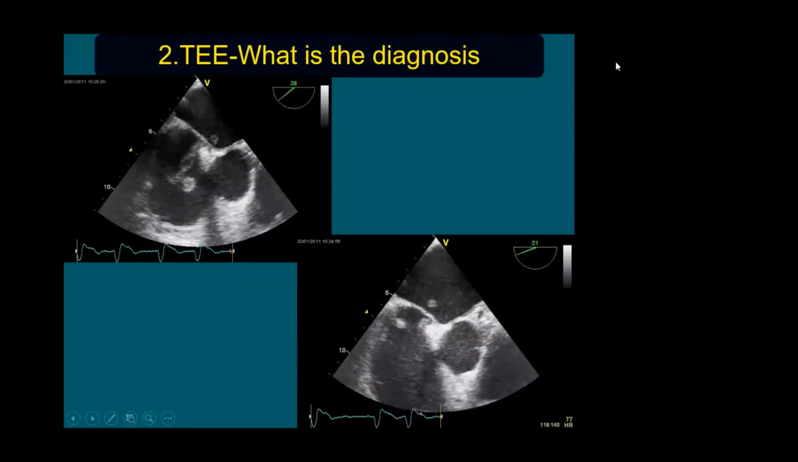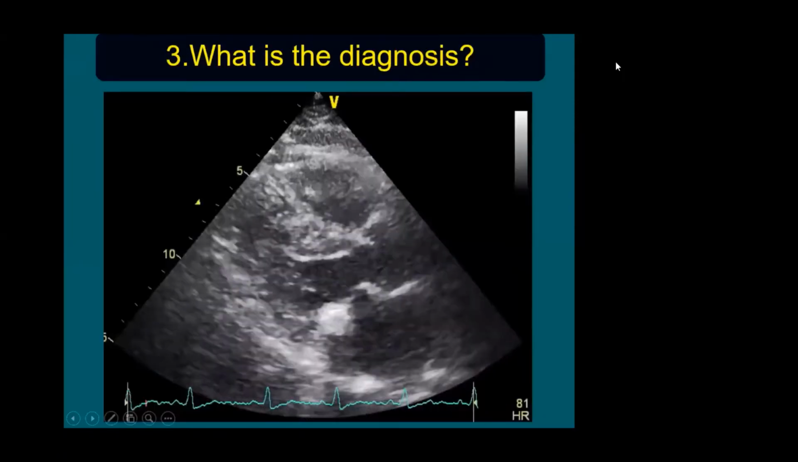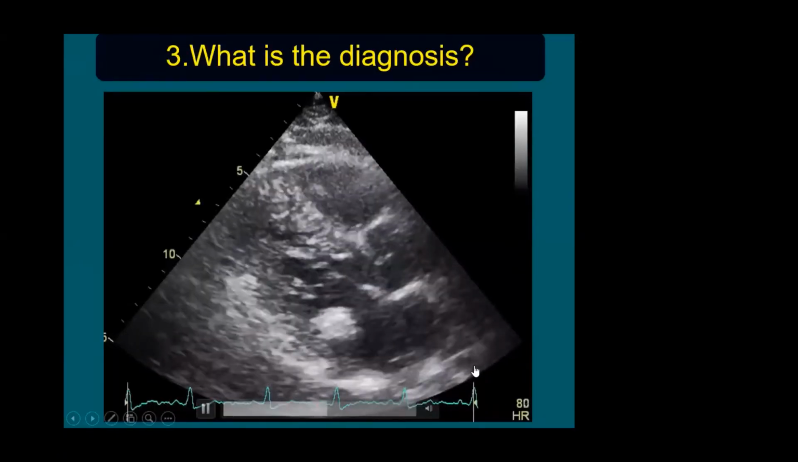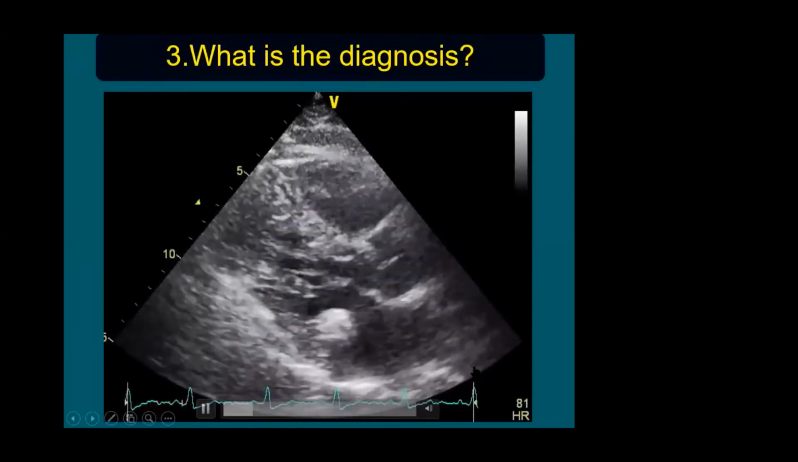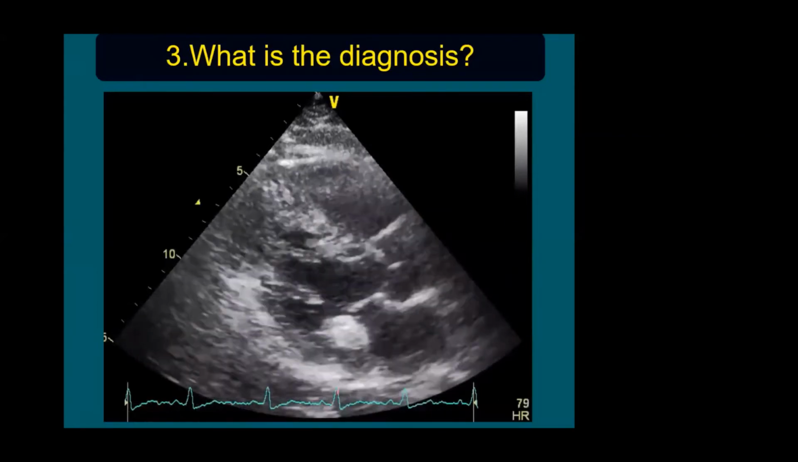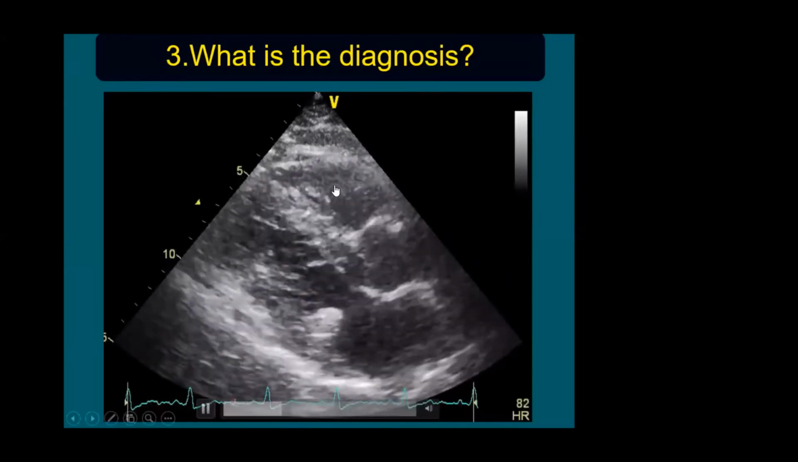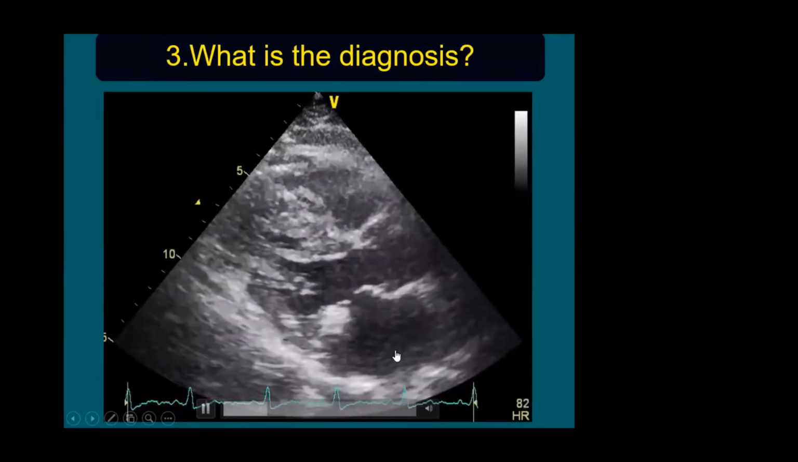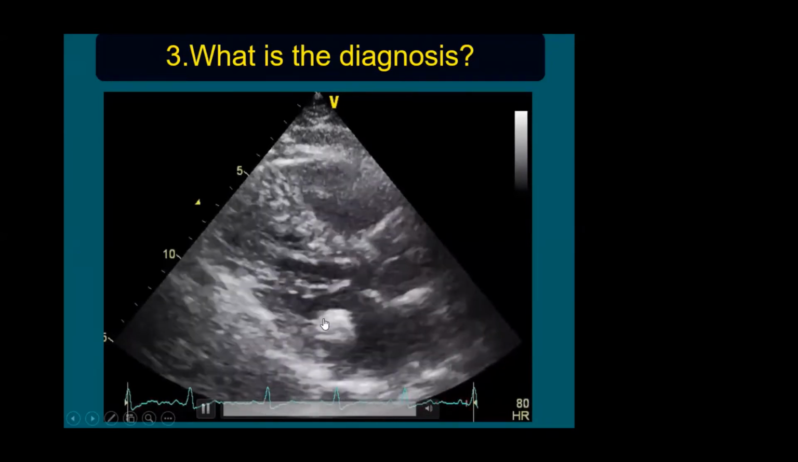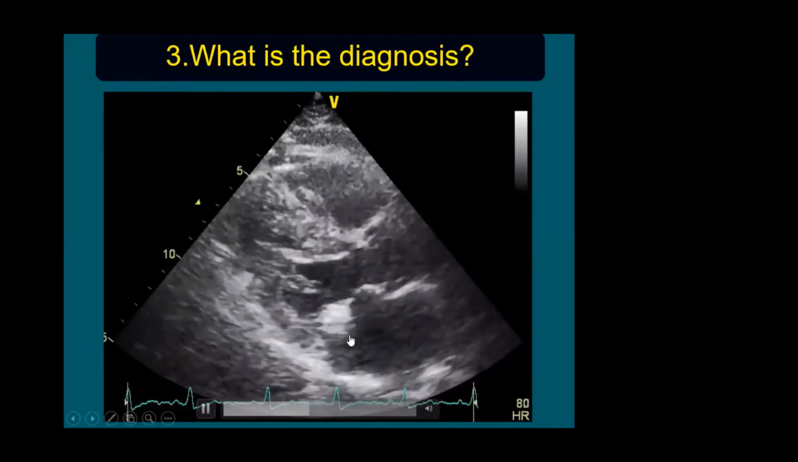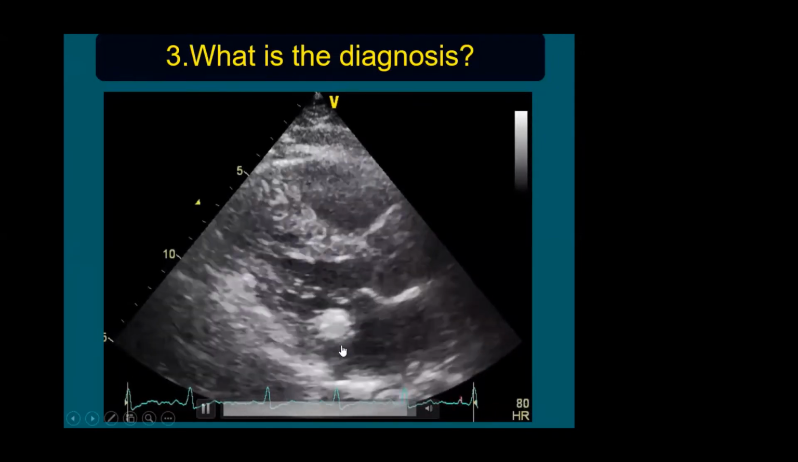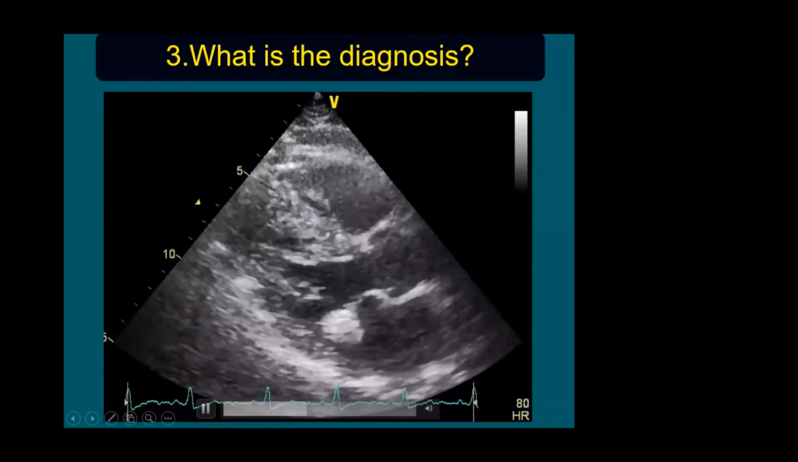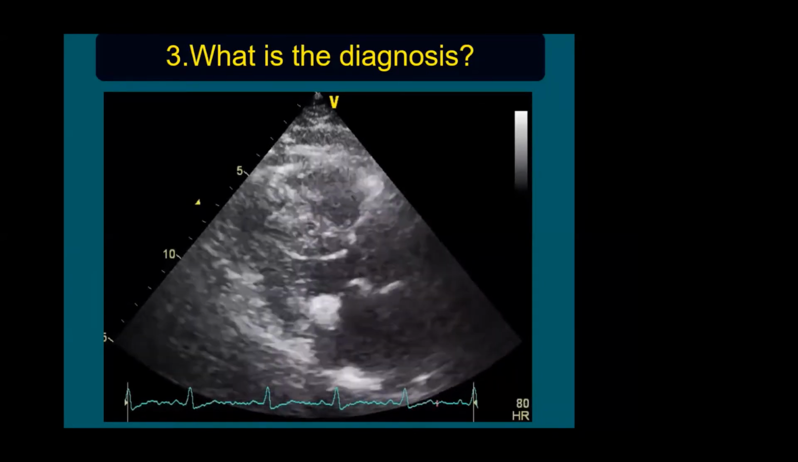Hope all of you have written your answers. We'll go to the next case. This is the parasternal long axis view in another patient. You can see the RV, interventricular septum, and the left ventricle. This is the aortic valve and the left atrium. This is the mitral valve, and you see a mass here. So what is this mass? This is the third clip which I am showing.